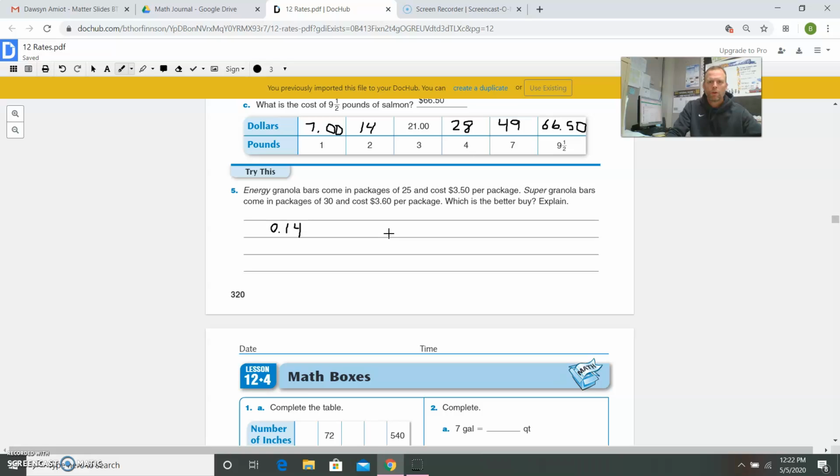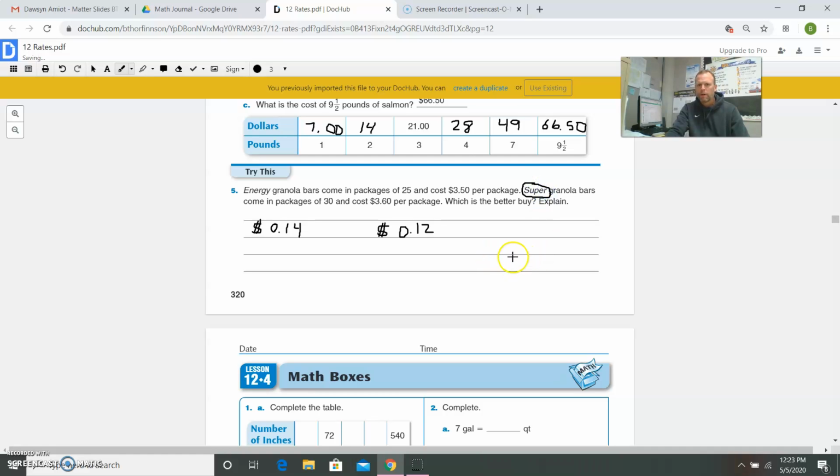If we take our $3.60 and divide that by 30, you are going to get 12 cents. Okay. So our energy bar is 14 cents per bar, excuse me. And then your super granola is 12 cents. Now, the other thing you would look at, so which one's the better buy if we're looking at this? Well, if we're looking at this, the super would be the better buy.